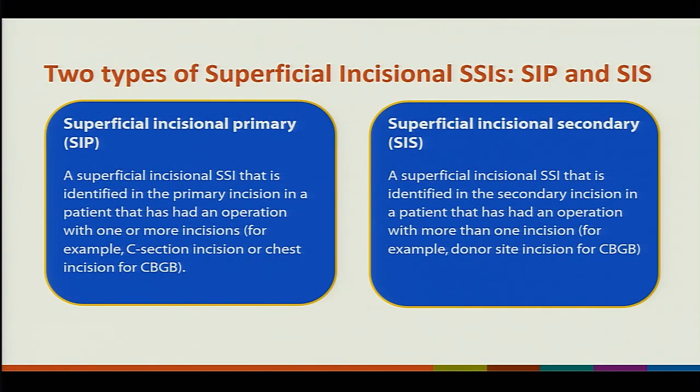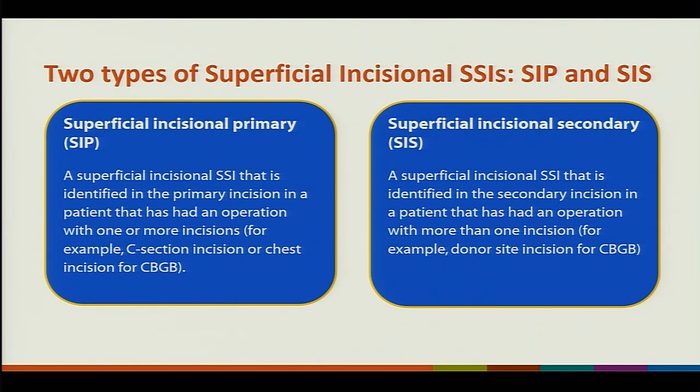There are 2 types of superficial incisional SSIs. There's superficial incisional primary and there's superficial incisional secondary. A superficial incisional primary is an SSI that is identified in the primary incision in a patient that has had an operation with 1 or more incisions. For example, a C-section incision or a chest incision for a CBGB.